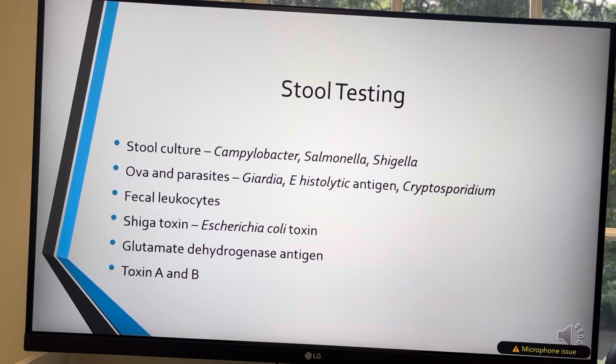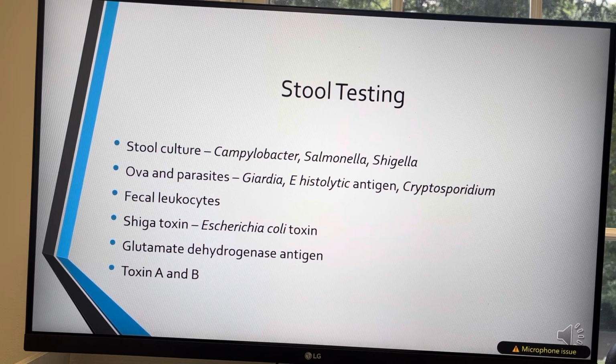For C. diff, if someone's on antibiotics or long-term H2 blocker, proton pump inhibitor, and then they develop diarrhea and abdominal cramping, it's important to rule out C. diff. Generally, C. diff diarrhea isn't bloody. Now, it can be, but that's rare. For C. diff, you can order a direct amplification stool study, but it's quite expensive. And so because of that, generally the glutamate dehydrogenase antigen and the toxin A and B are ordered together.